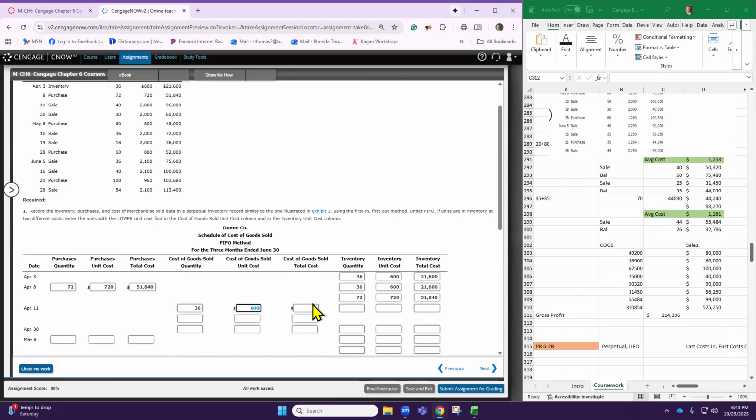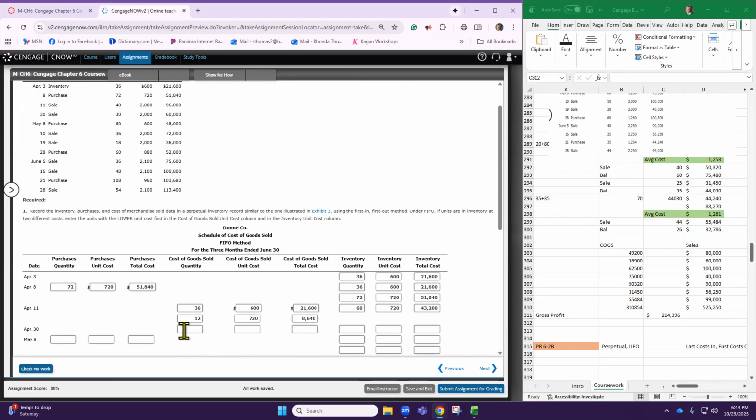So 36,600. That's 21,600. And we're selling 48, right? So for 48, we need 12 more. So 12 more at a $720 cost. You can hear my calculator, I think, 8,640. Okay, we don't have any left of the $600 cost. We only have 720. So if you take 12 from 72, you have 60 remaining. 60 times 720, I've got 43,200.